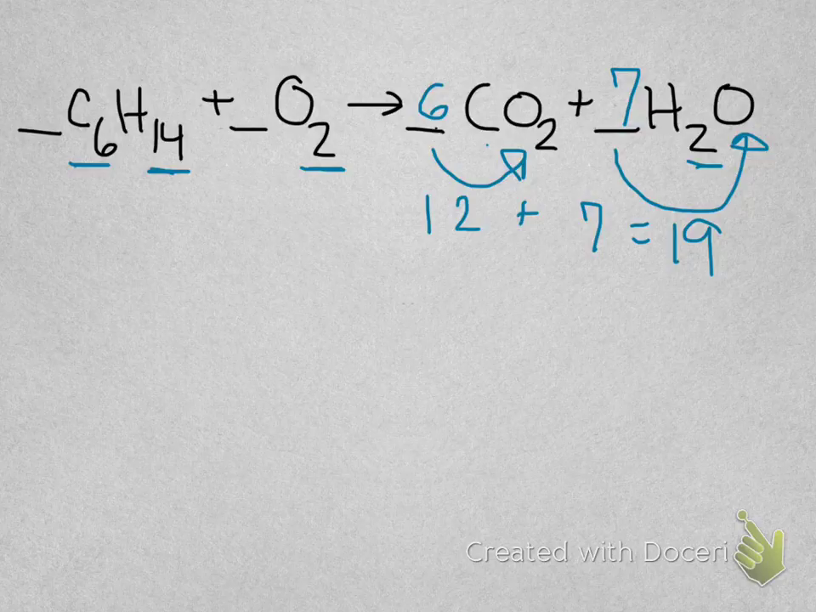So you think to yourself, uh-oh, what do I do now? Well, all you got to do is multiply these coefficients by 2. We need the oxygen to be even. So now we are just going to make it even by multiplying by 2. So we're going to put a 2 here because originally this coefficient was 1. So we have a 2 there, which means that we now have 12 carbons on the reactant side. So now we need 12 carbons on the product side.